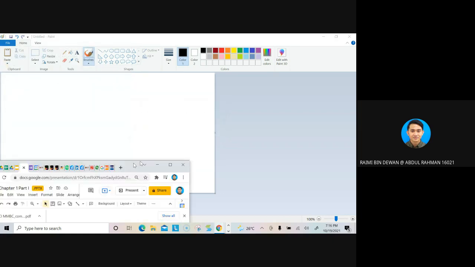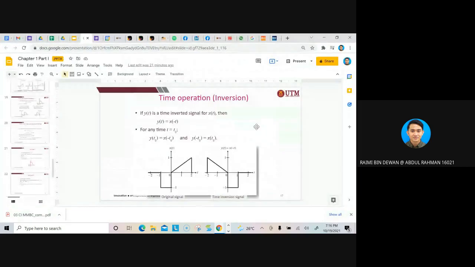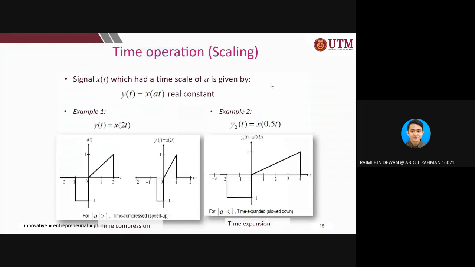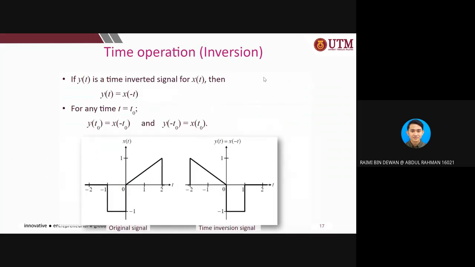Okay, next we go to time operation: time operation scaling.